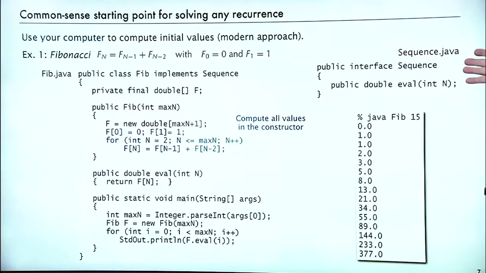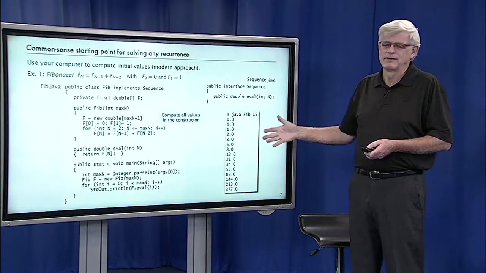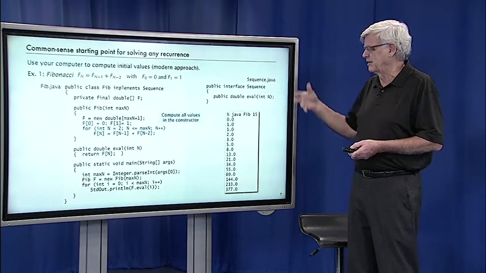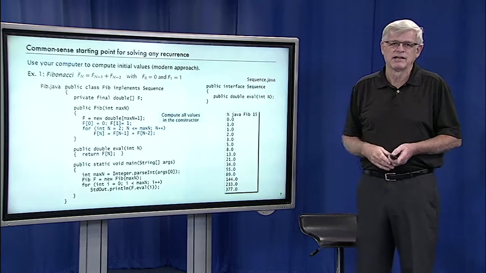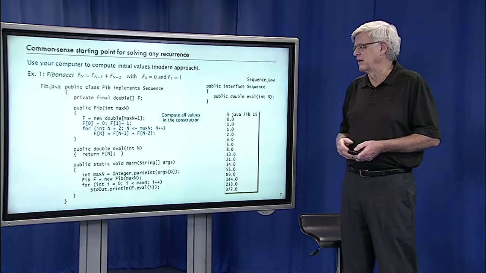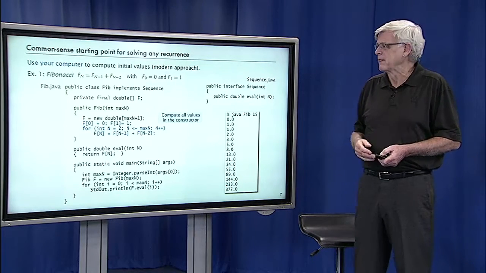Again, in this case, there's not that much code. We want to get the first 15 Fibonacci numbers, and it prints them out for us. And you can, in your own programming environment, do whatever you want to get that result. And that's an exercise worth doing.